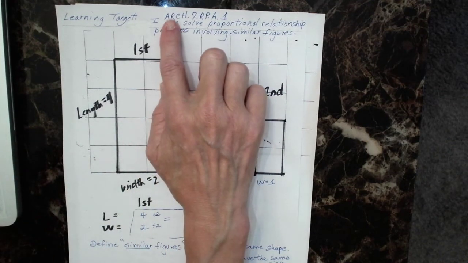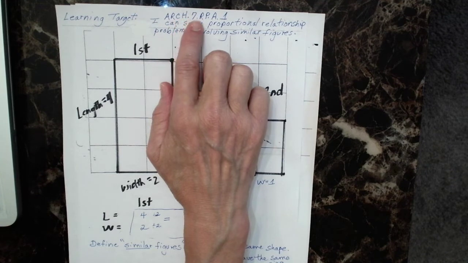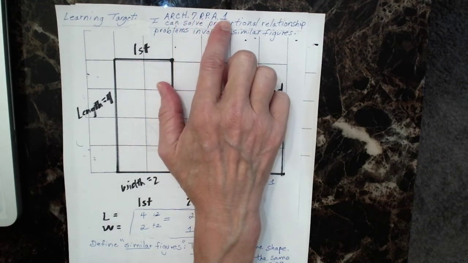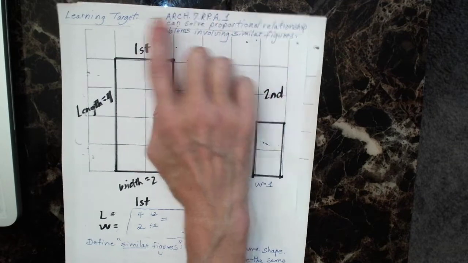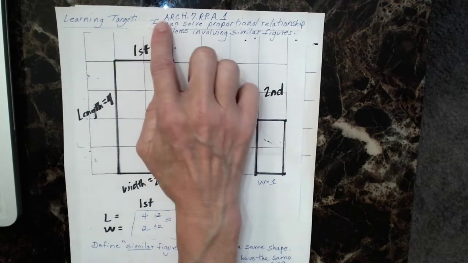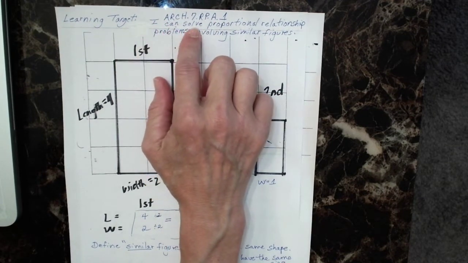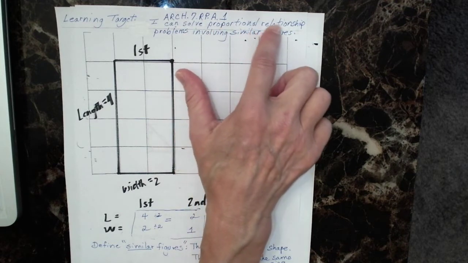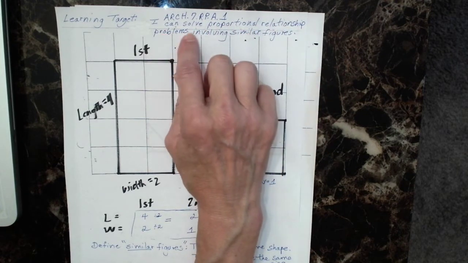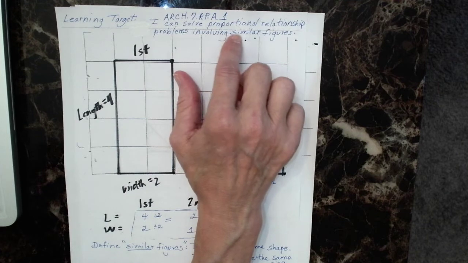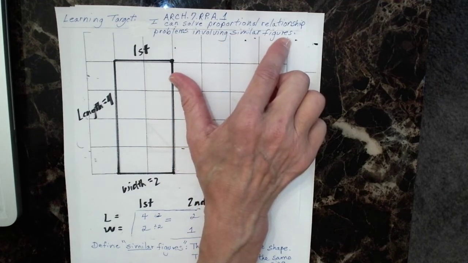The standard we're looking at today is called ARCH.7.RP.A.1.7.1. The learning target for this standard is I can solve proportional relationship problems involving similar figures.